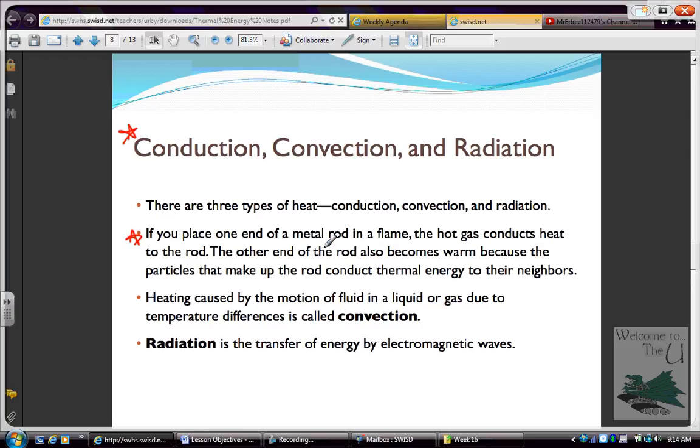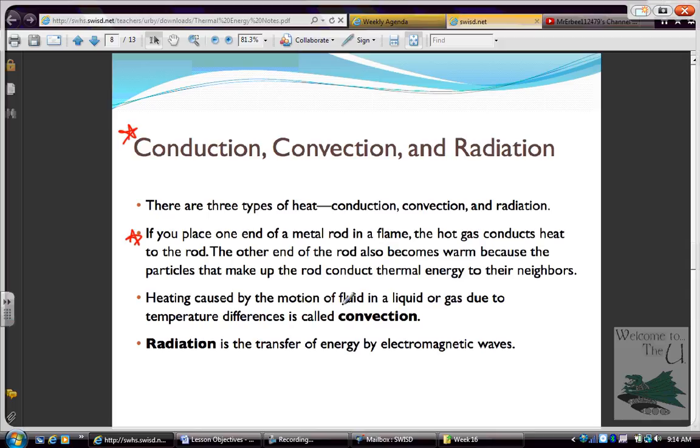And the reason for that is because the particles are actually touching each other, so when they bounce off of each other, it's transferred from one end of the rod to the other. A good example of this would be if you were to grab a hot pot, obviously you try to grab it from an area, or use something to grab it that would insulate your hand from touching that pot, so you wouldn't have the heat that was transferred from the burner through the pot into your hand. So that's conduction.